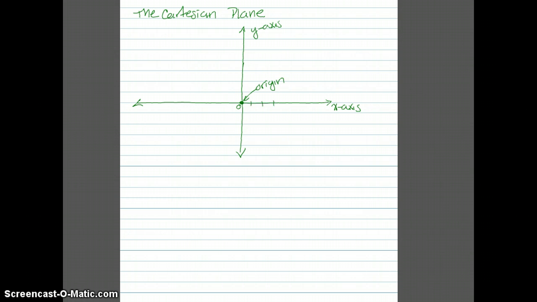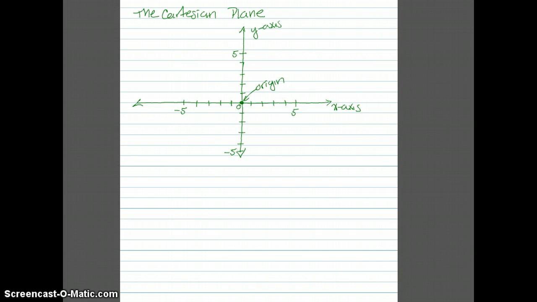Okay, so I'm going to label some increments. Remember, these are number lines. I'm just going to go out to 5 on the positive x-axis and to -5 on the negative x-axis. Of course, these extend infinitely in both directions. On the y-axis, I'll also go up to 5. Notice that the positive values are above the origin and the negative values are below the origin.